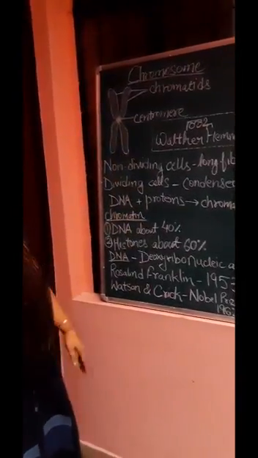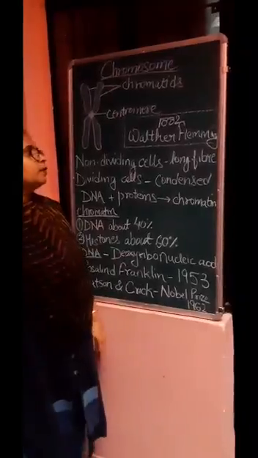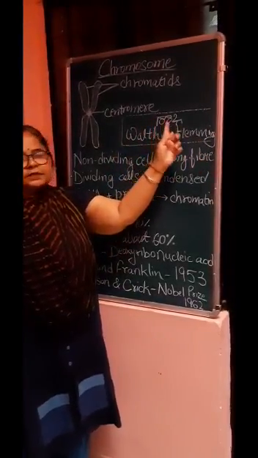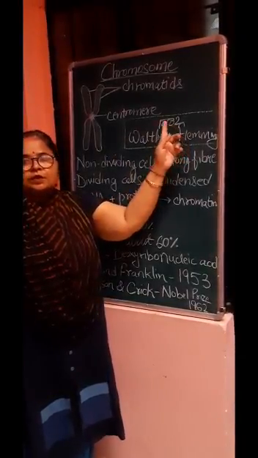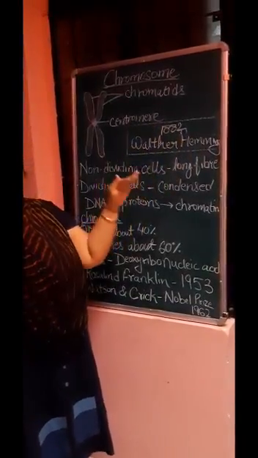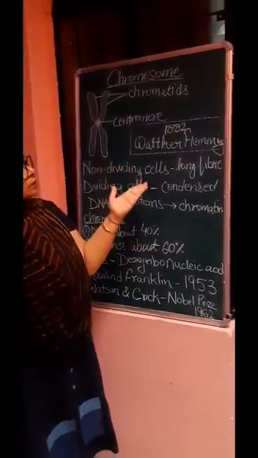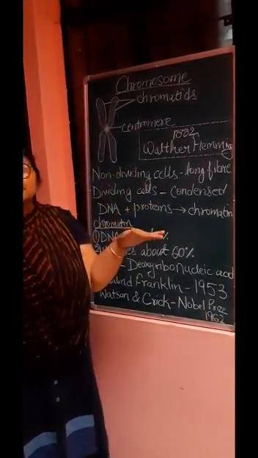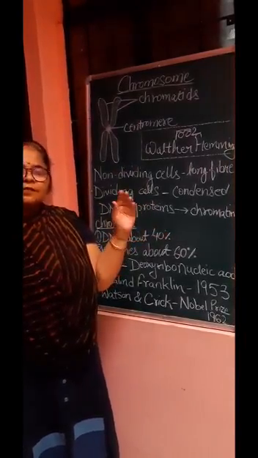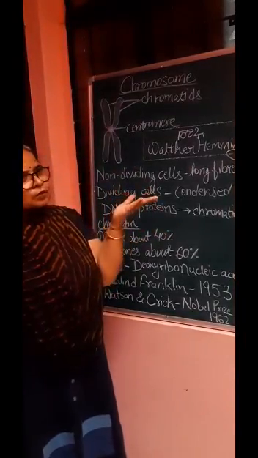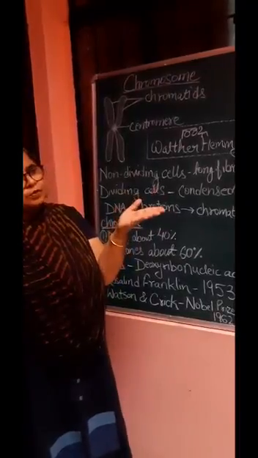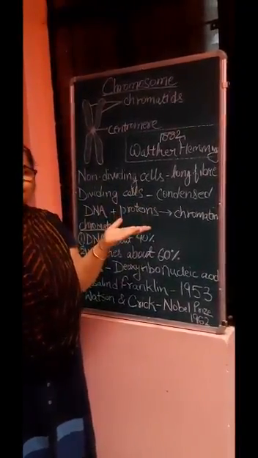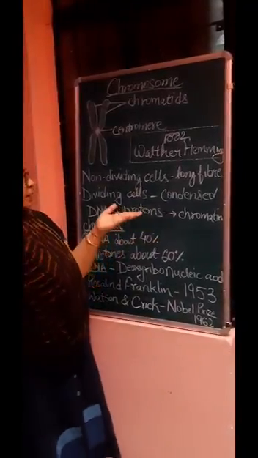Now, for the first time, chromosomes were studied by a scientist, Walter Fleming, in the year 1882 in animals. He did his study on an organism called salamander. Salamander is an amphibian. He could see in the nucleus of the cell fibers which were constantly dividing. So he called this mitosis.